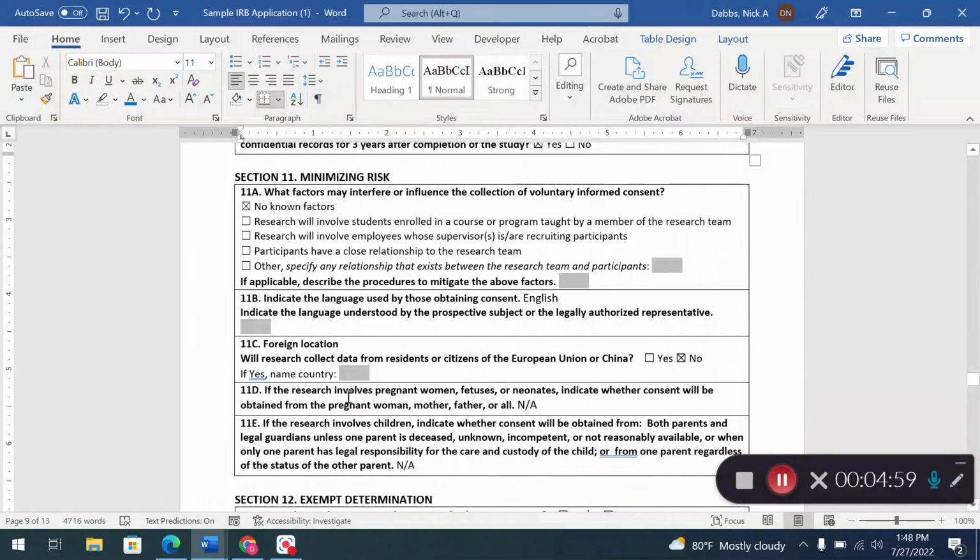11D: If the research involves pregnant women, fetuses, or neonates, indicate whether consent will be obtained from the pregnant women, mother, father, or all. Our study doesn't focus on pregnant women or fetuses or neonates, so I've put not available, not applicable.